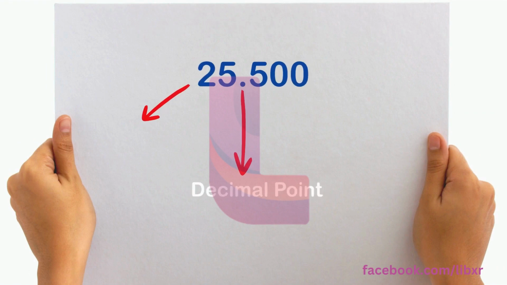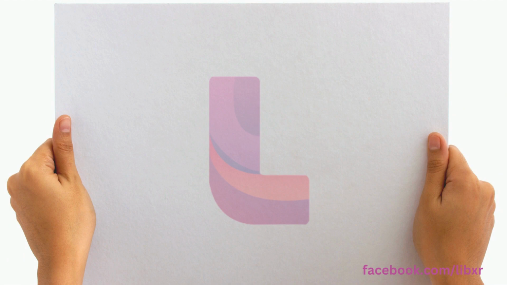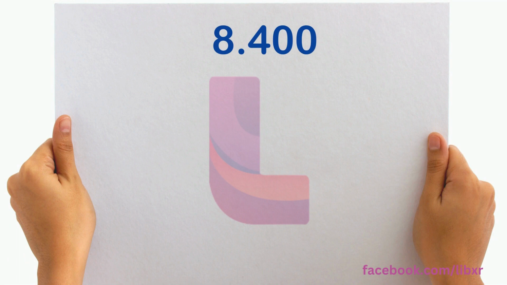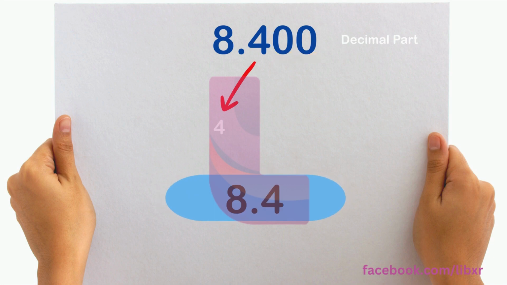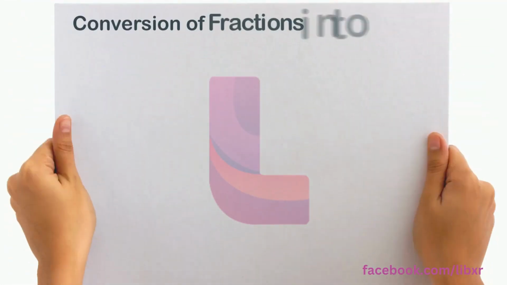Also, zeros that come in the decimal part on the right of the decimal point after the digits also have no value. For instance, in 8.400, there is no value of the 2 zeros after the 4 in the decimal part, so we should simply write it as 8.4.